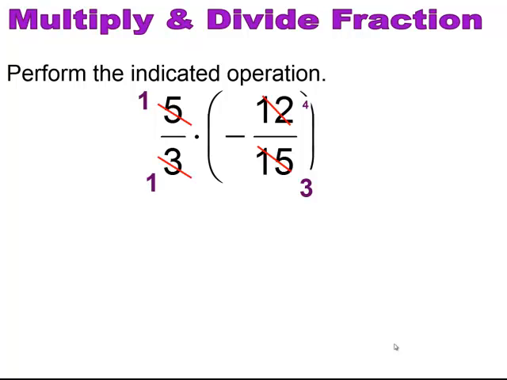So notice here, 5 goes into 5 once, 5 goes into 15 3 times, 3 goes into 3 once, 3 goes into 12 4 times. Don't lose that negative. We end up with a -4 over 3.